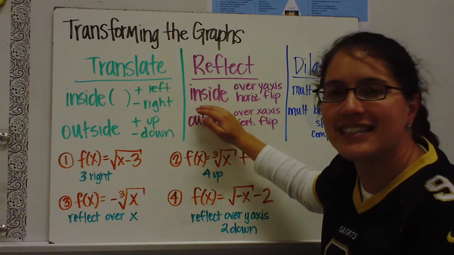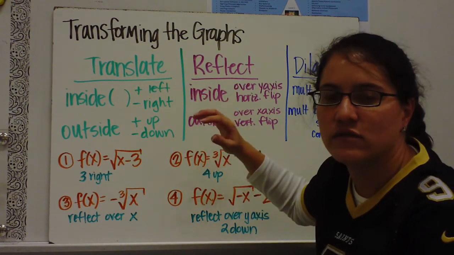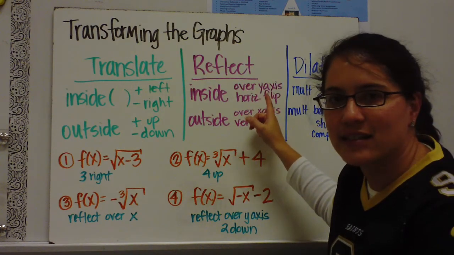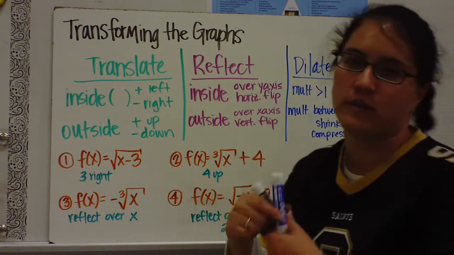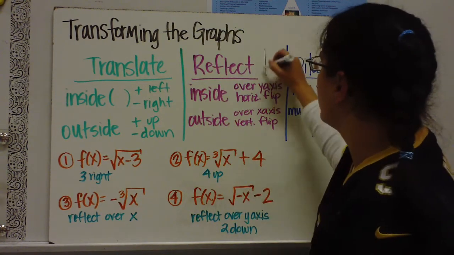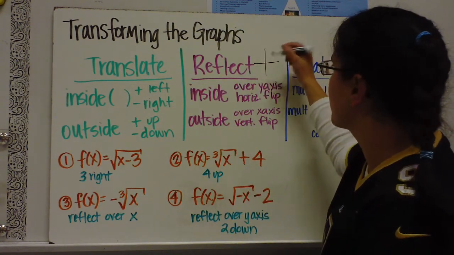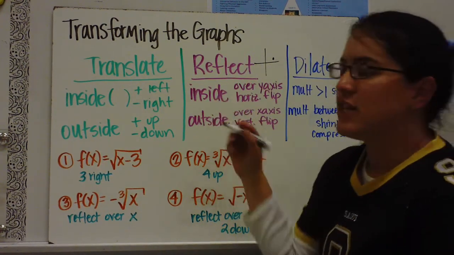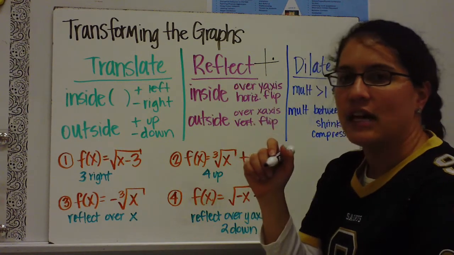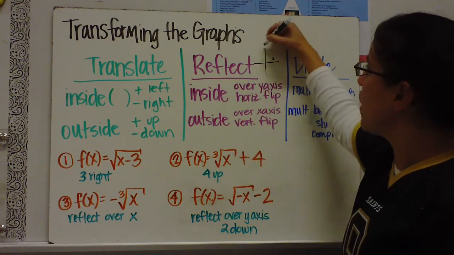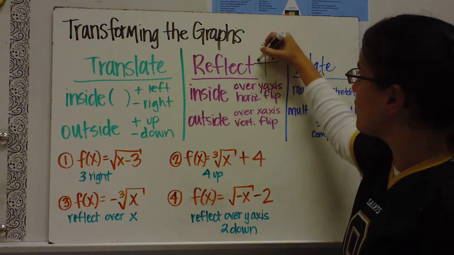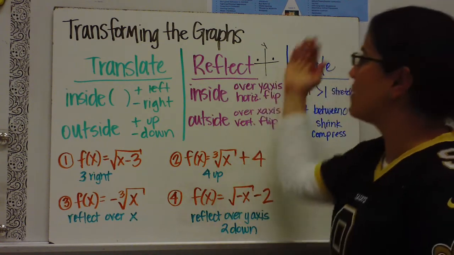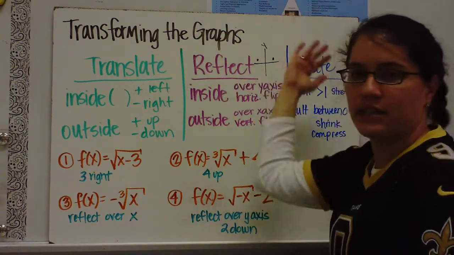If the negative is inside the radical, meaning it's next to the x, it's going to reflect over the y-axis, which means it's a horizontal flip. So let me show you. If you have, let's say, a dot right here, and we are going to put the negative on the inside, that means it's going to reflect across the y-axis, so it's going to reflect over here. And that is a horizontal flip, a horizontal reflection, because it's going from left to right.